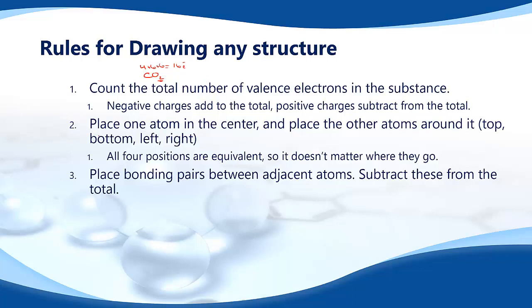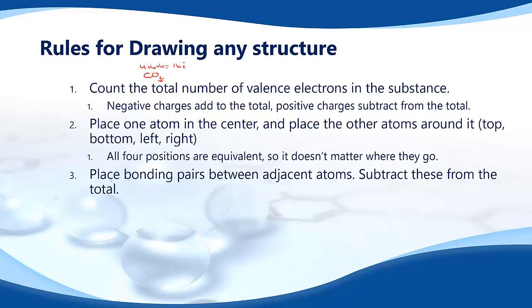The second thing you're going to do is put one atom in the middle and put everything else around it: top, bottom, left, right. Again, all 4 of those positions are equivalent. Now I'm going to give you some rules in the next slide for how to determine what to put in the center. But for right now, you're just going to put one in the center.